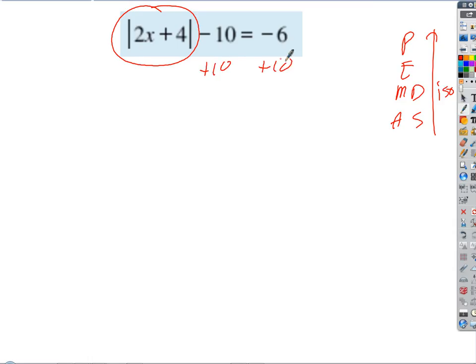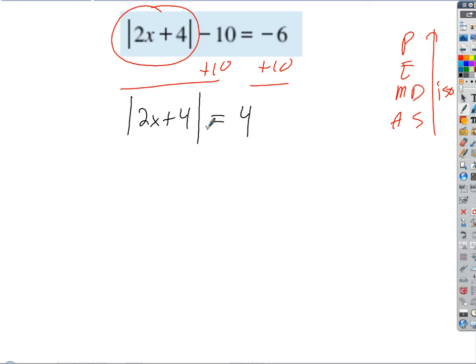So I add 10 to both sides, and I get the absolute value of 2x plus 4 equals what? Negative 6 plus 10 is what? 4. Okay. Is the absolute value isolated? It is, isn't it? The absolute value is all by itself. There's nothing out front and there's nothing being added or subtracted.